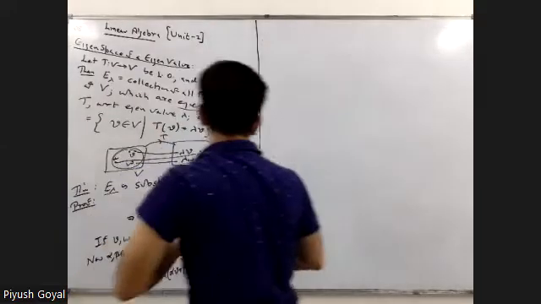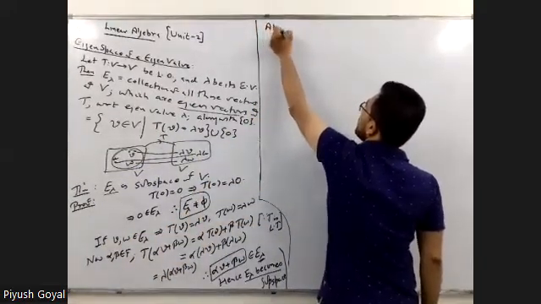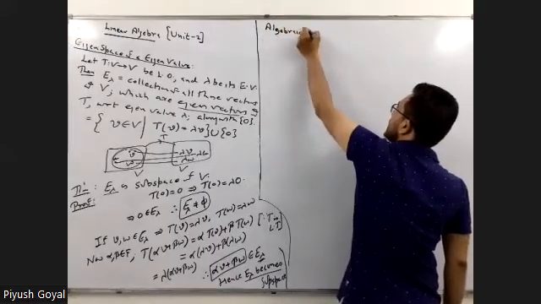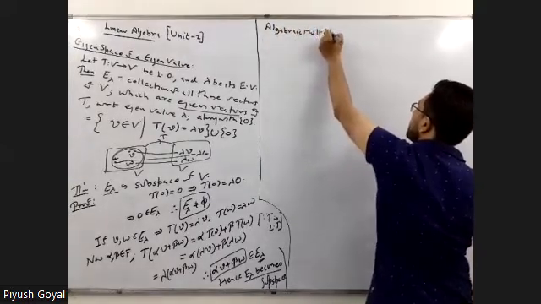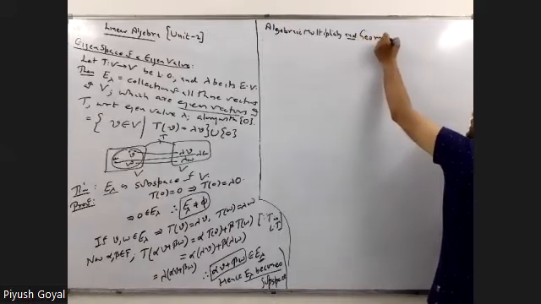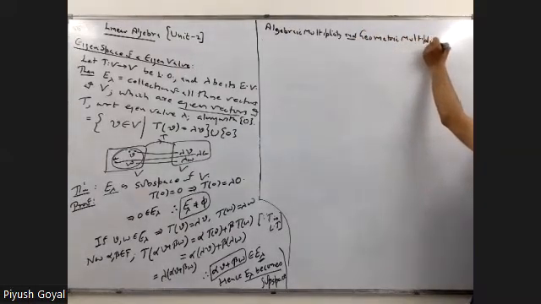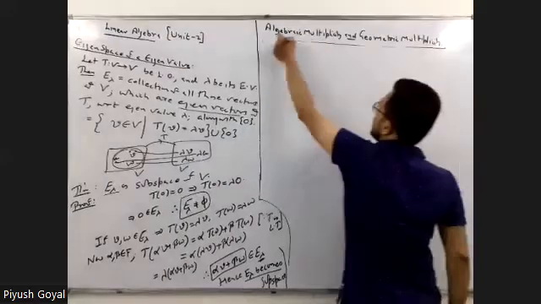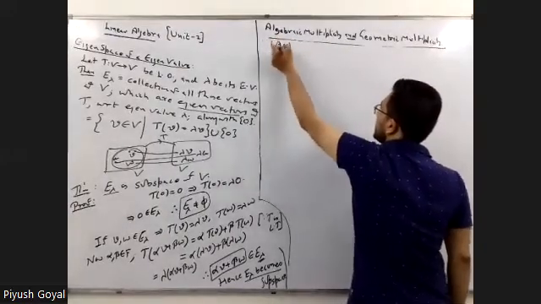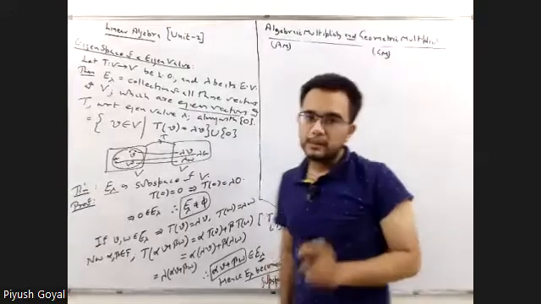Next one is algebraic multiplicity and geometric multiplicity. Algebraic multiplicity (AM) and geometric multiplicity (GM).